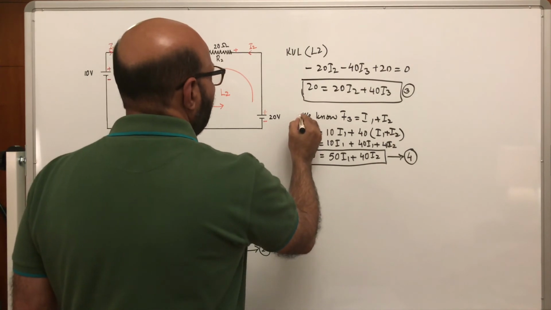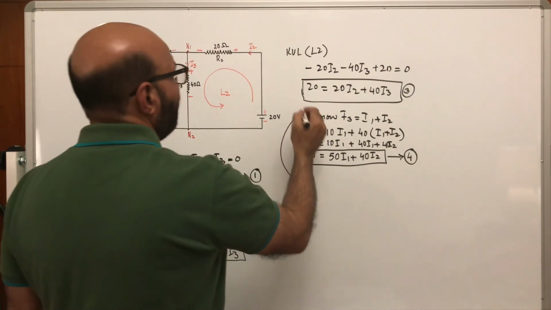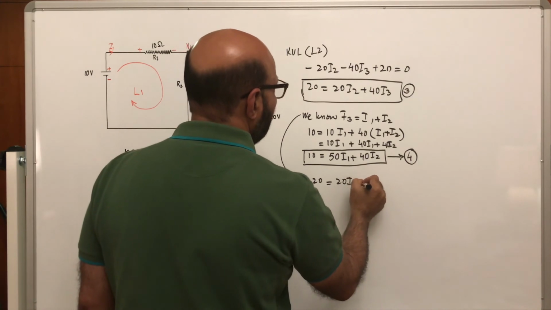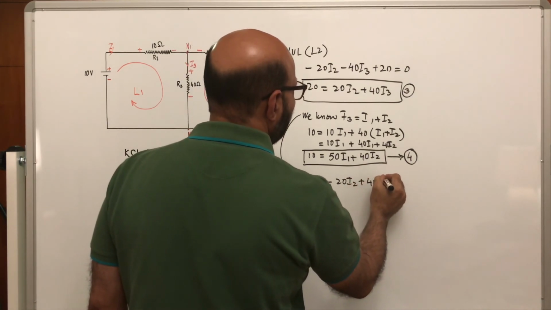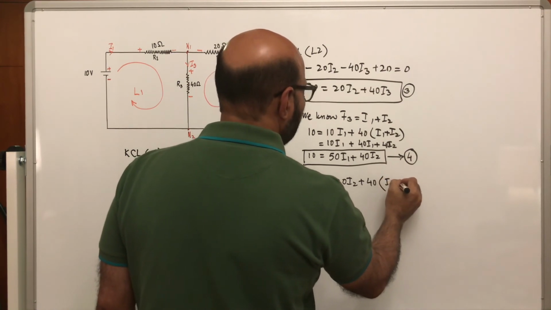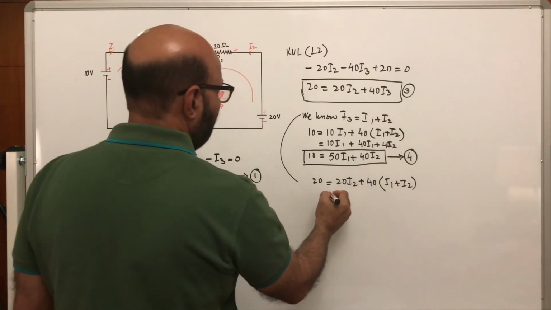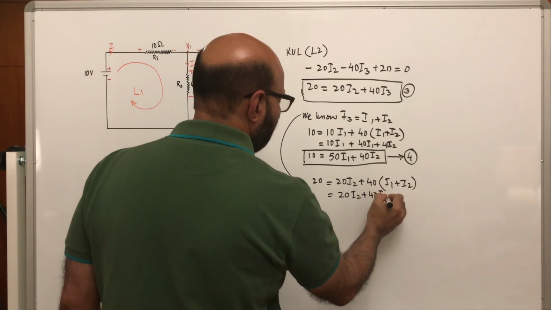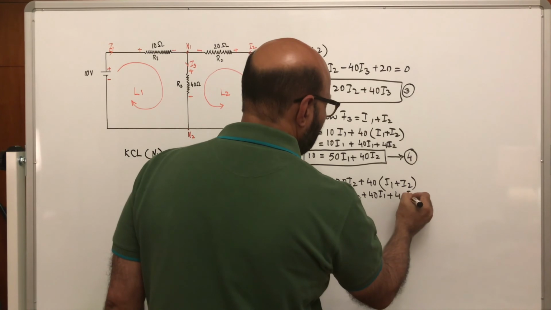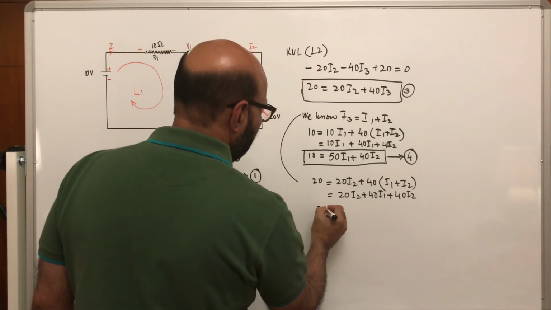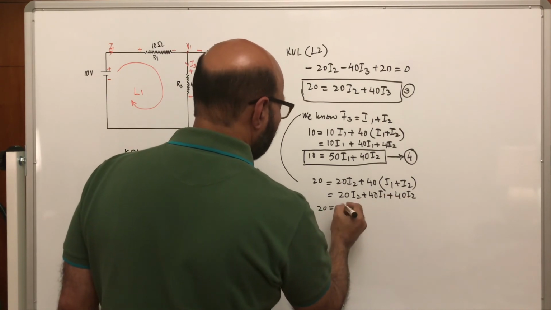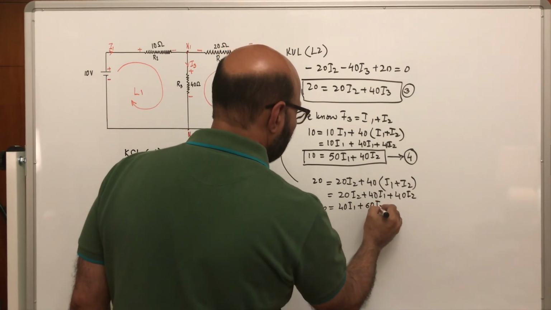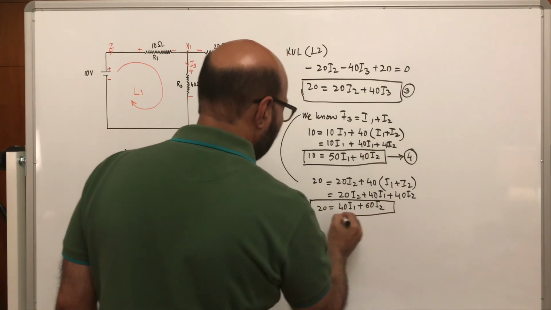We'll also place this in equation 3. 20 is equal to 20I2 plus 40 (I1 plus I2) is equal to 20I2 plus 40I1 plus 40I2. 20 equals 40I1 plus, 20 plus 40 is 60, 60I2. This is our equation 5.